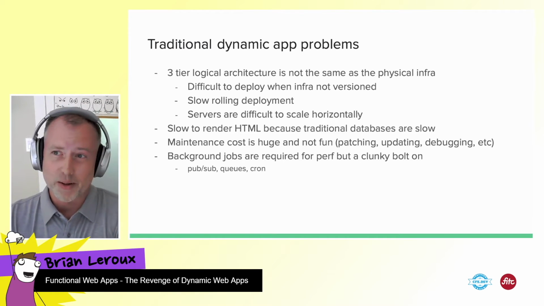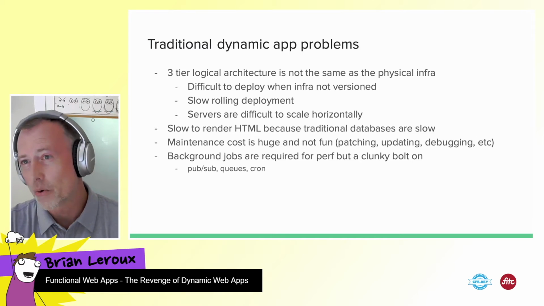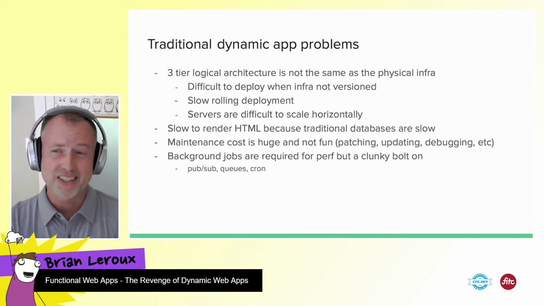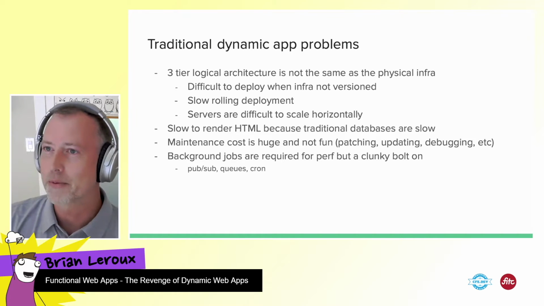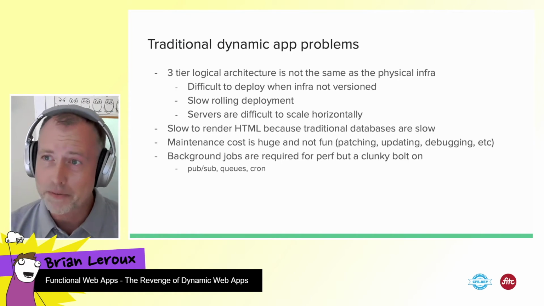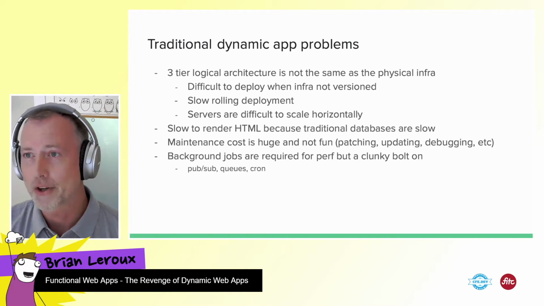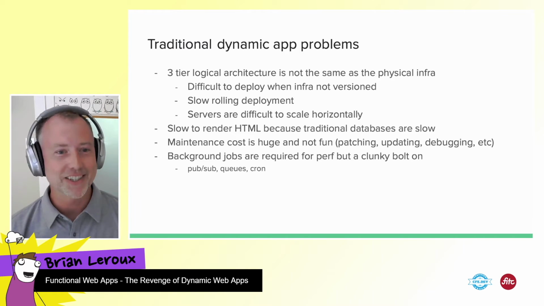HTML from traditional databases rendering can be slow. It's not always slow, but it can be. Maintenance cost is huge. Each one of those servers needs to be patched. You have to update it. You have to debug it when things go wrong. Not if things go wrong, when things go wrong. And that's always been the trick.